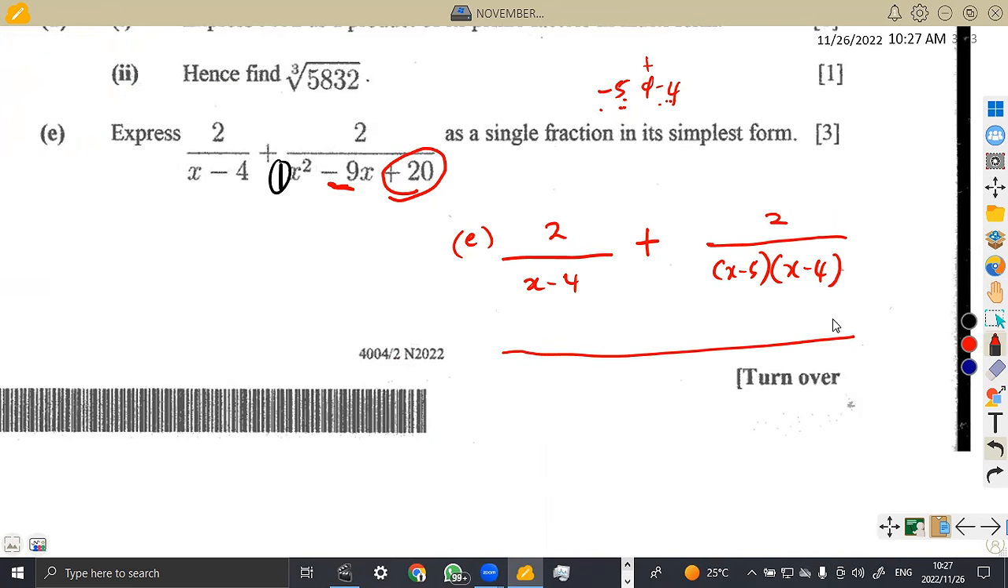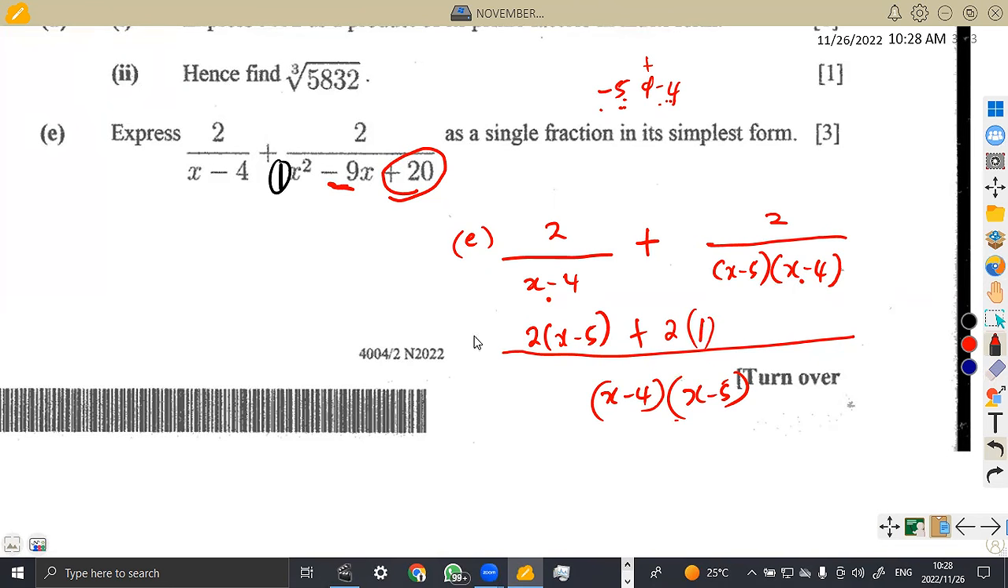Let's check, do we have anything common? x minus 4, x minus 4. So that is going to remain as it is. x minus 5, just divide one term. So we have to divide the LCM by x minus 4. If we divide by x minus 4, we are going to remain with x minus 5. So it will be 2 into x minus 5 plus 2. As you can see, these two brackets are the same. So if you cancel, you're going to obtain a 1. So that is what you're going to have from there.